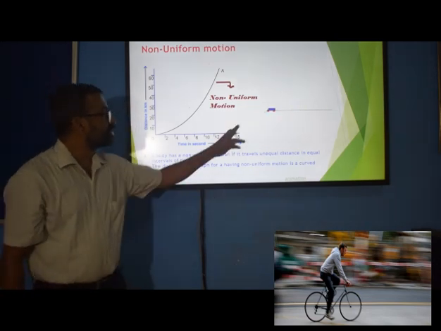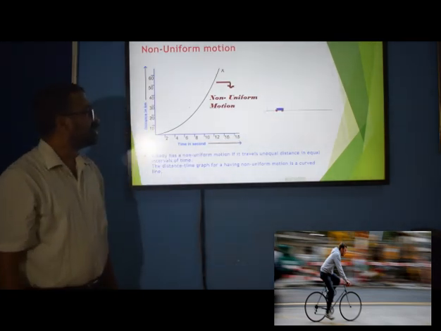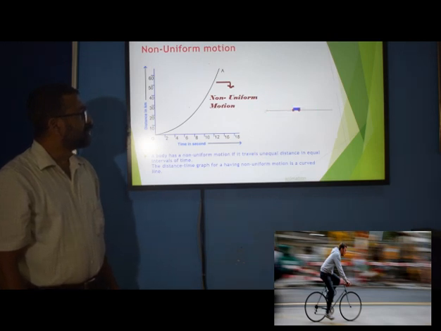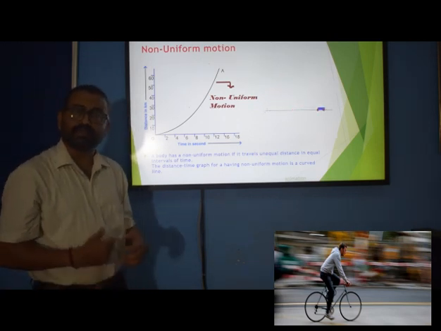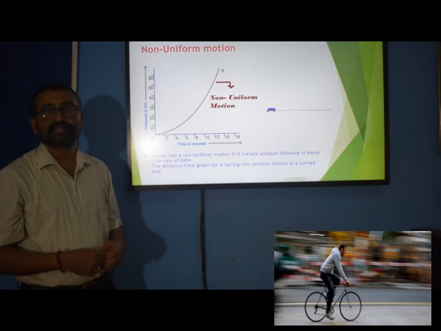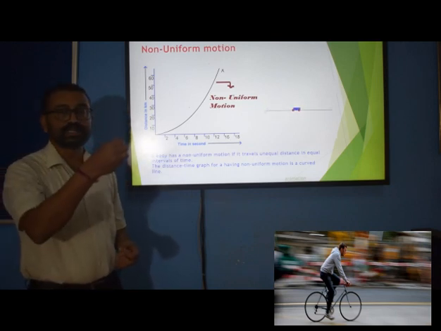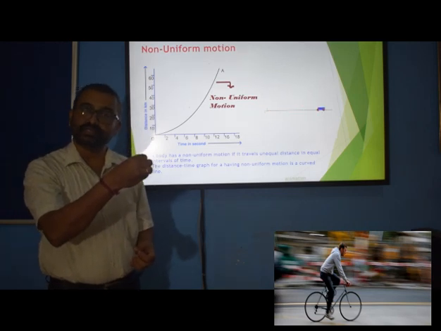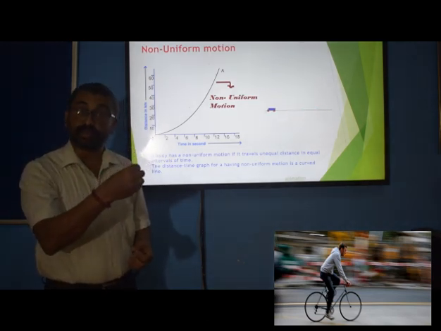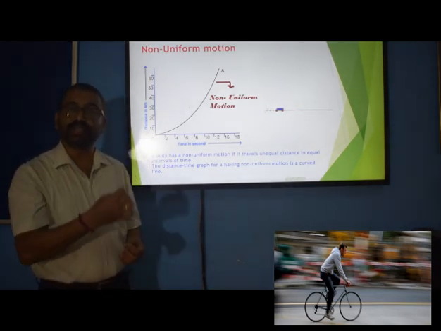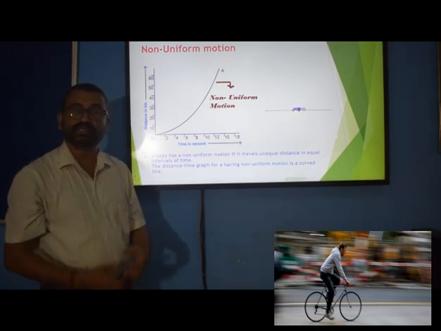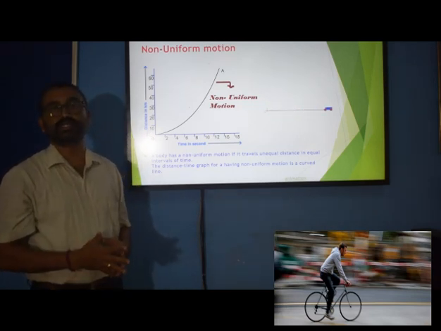See here in this case, this object, it is starting slowly, but it is speeding up. That means its velocity increases. Just like if a ball is dropped from a certain height. Initially it will be at zero velocity, but it will increase velocity. When it is falling down, its velocity will be increased at a constant rate.